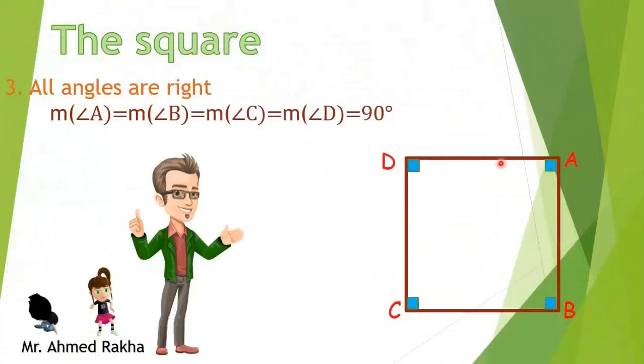Of course we said we have four sides, so we will have four angles. What about these four angles? We'll find that these four angles are equal in measure and each one equals 90 degrees. That means we have four right angles. Angle A, angle B, angle C, angle D, they are all equal and the measure of each one equals 90 degrees.